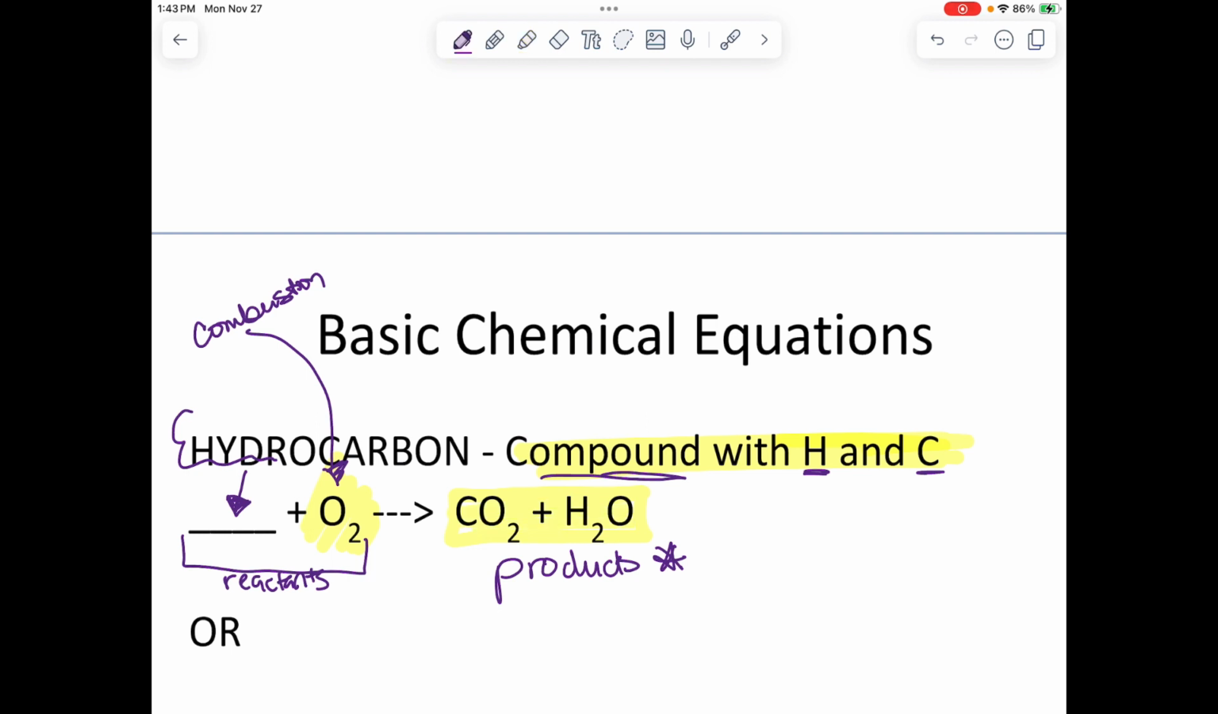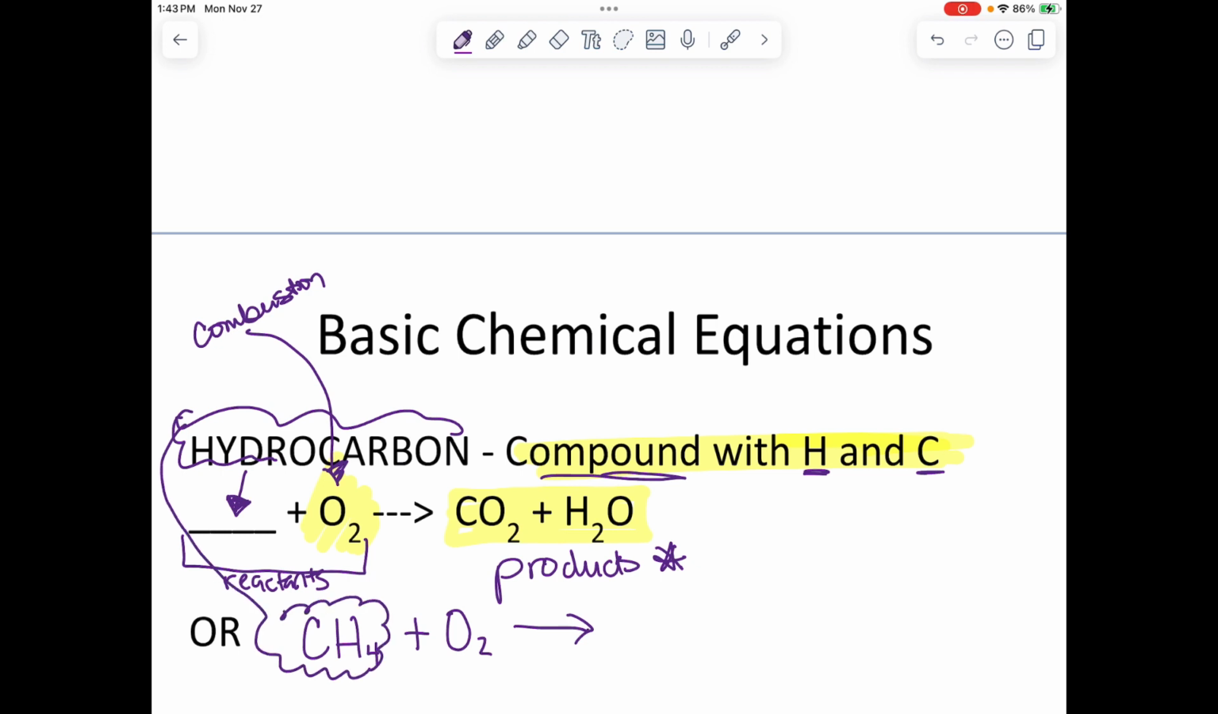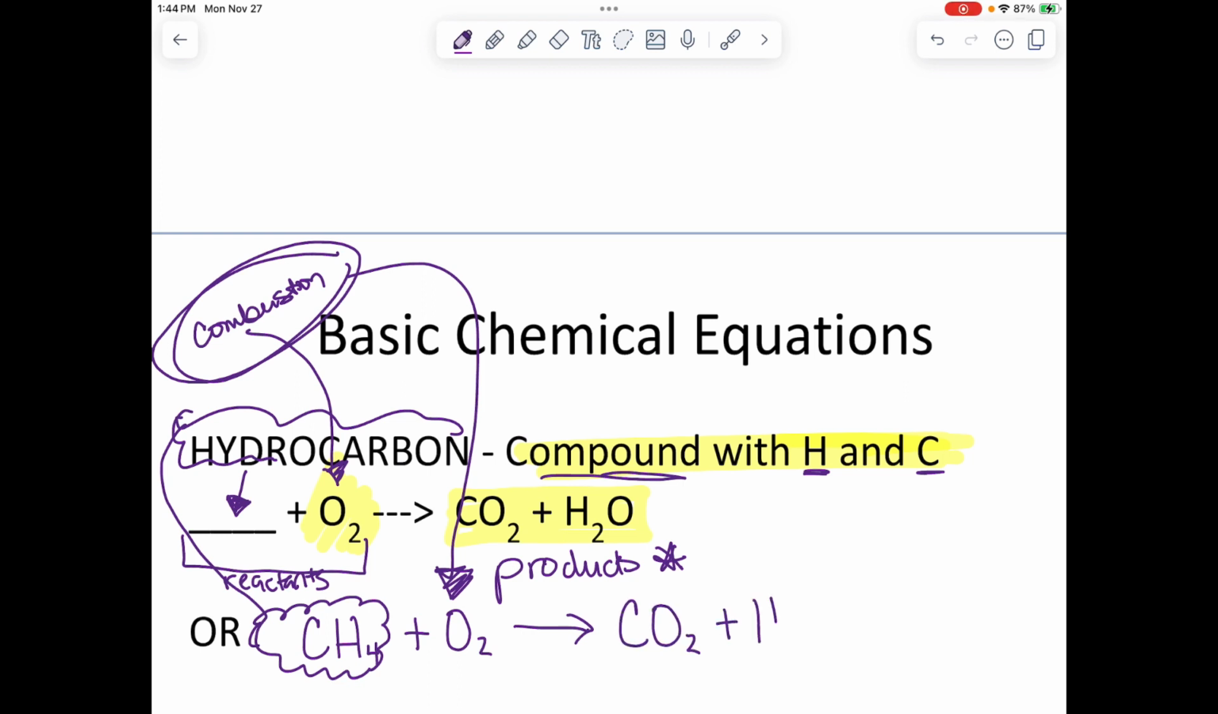So it doesn't matter what the hydrocarbon is. Let's say we had methane, which is CH4, reacting with oxygen. It's a combustion reaction. The hydrocarbon is going to be this right here. That's methane, our hydrocarbon, and here's my oxygen reacting with it. And guess what? The products are going to be CO2 plus H2O, carbon dioxide and water.